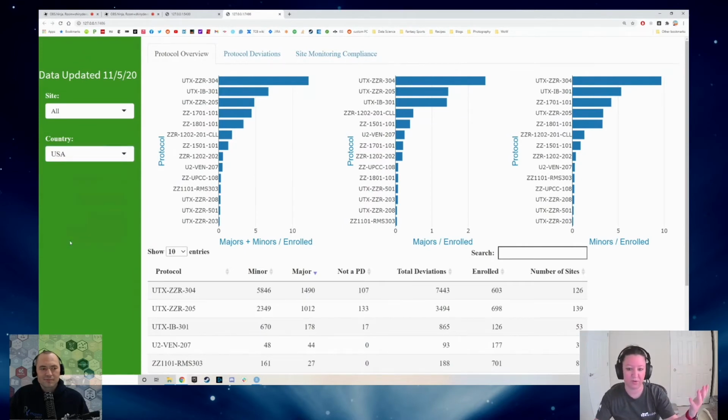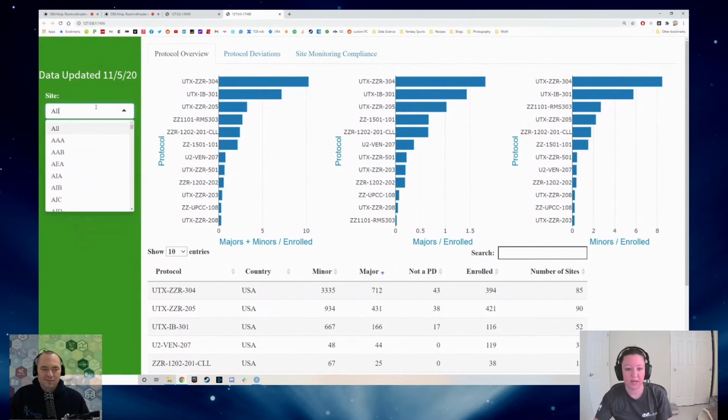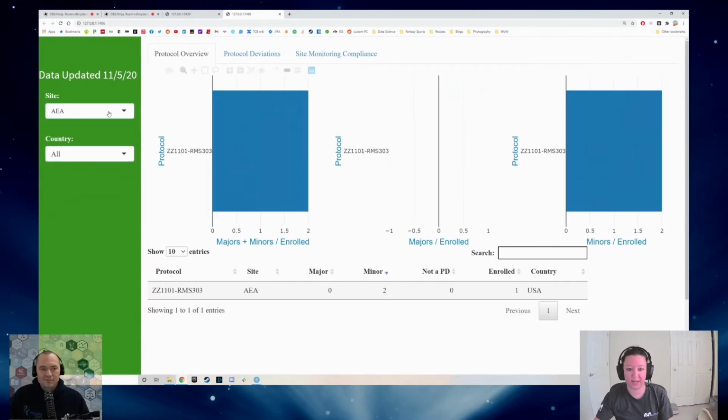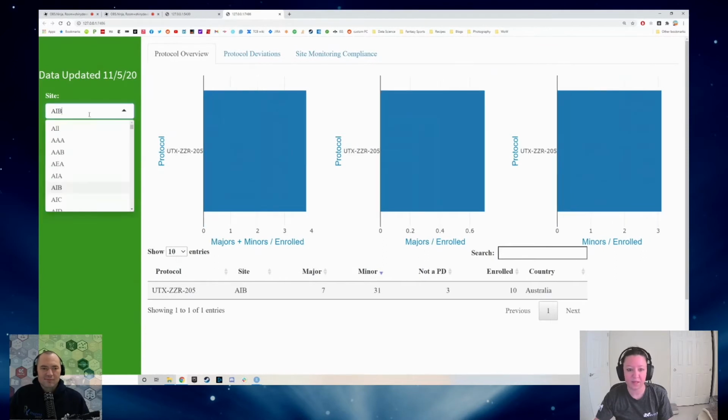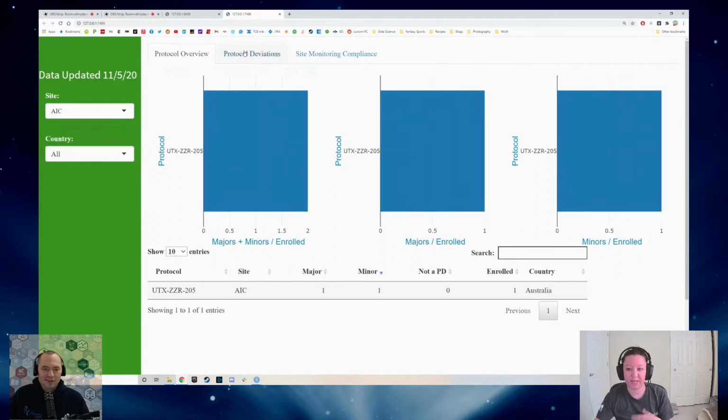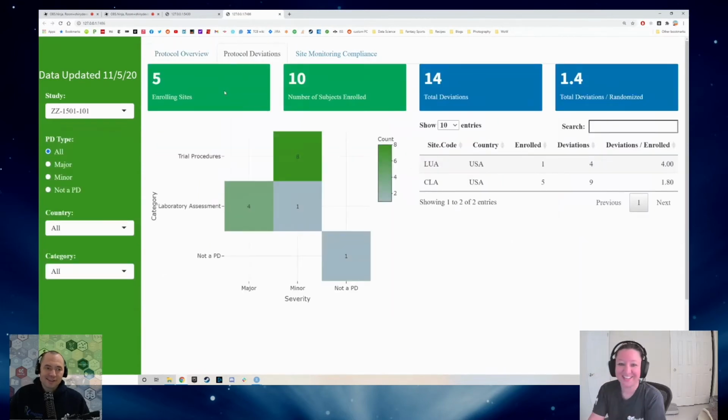This is a quick way that I come in, I get a high level overview. Okay, I want to look at the USA only. I want to look at a specific site. So it will allow you to do all that level of filtering. And that's just where you come in. It gets more interesting when you actually dig into the protocol deviations. For this study, we have the number of enrolling sites, the number of subjects enrolled, how many deviations, and then how many deviations per enrolled or randomized patient.